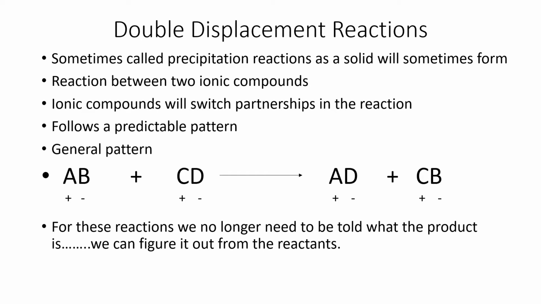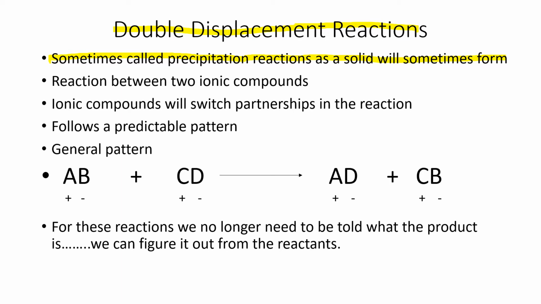In this video, we will be looking at double displacement reactions and do some examples that illustrate double displacement reactions. First, we want to talk about what a double displacement reaction is in very general terms. Sometimes we call these double displacement reactions precipitation reactions, as a solid will sometimes form as well. Another name these double displacement reactions sometimes go by is metathesis reactions.